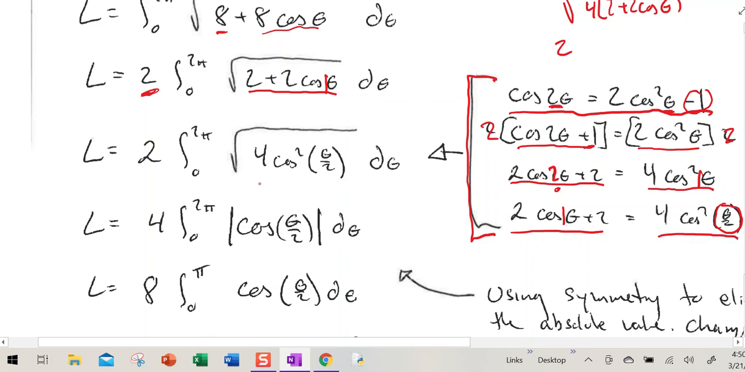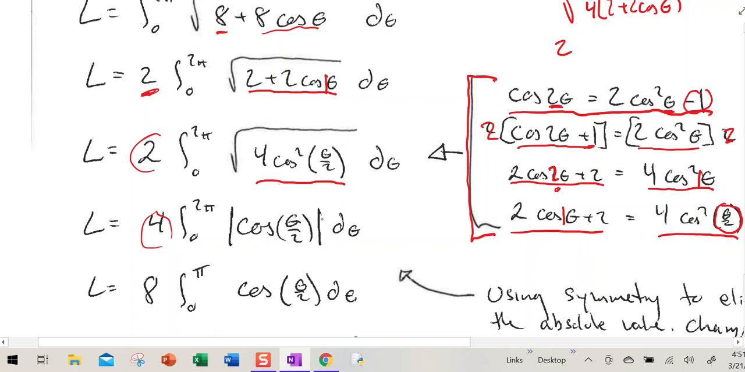Now, why do we want to do that? Well, we've got ourselves a perfect square underneath the radical. Square root of 4 is 2, and so that 2 gets multiplied by this 2 to give us the 4. And we have cosine of 1/2 theta squared. And so the square root of that is the cosine of 1/2 theta.